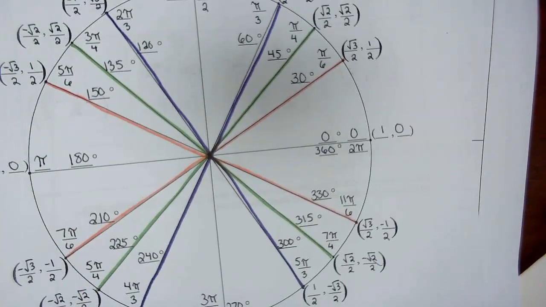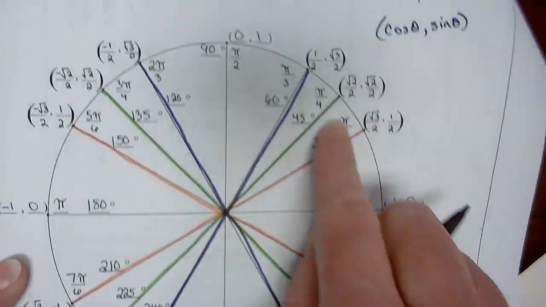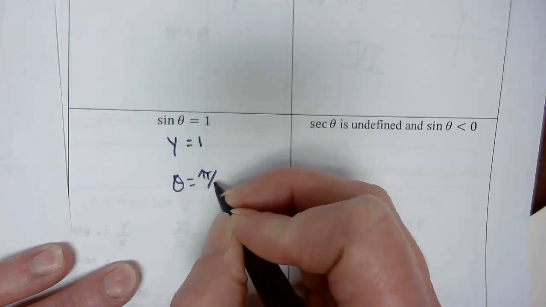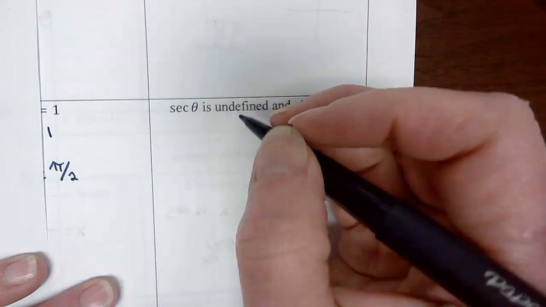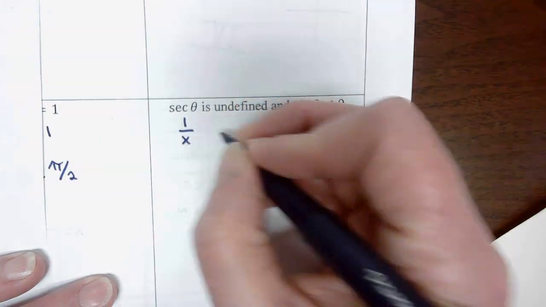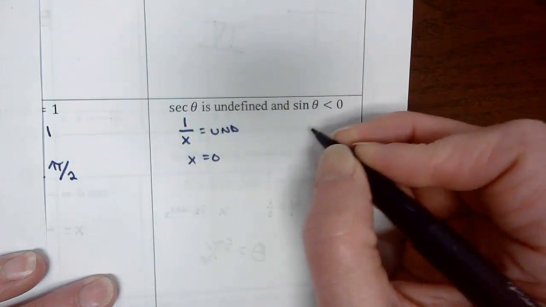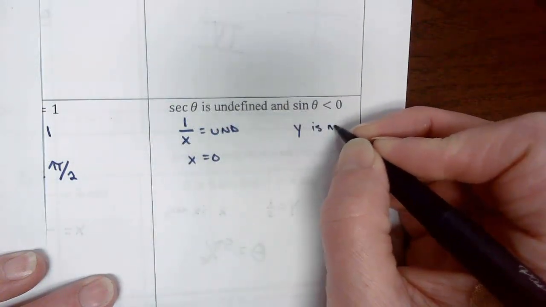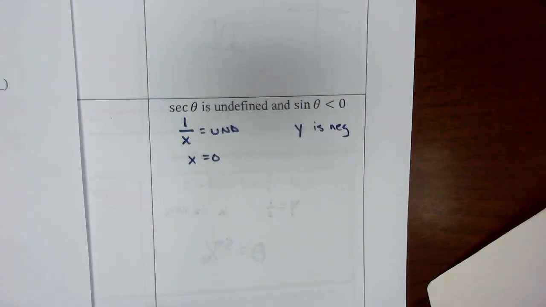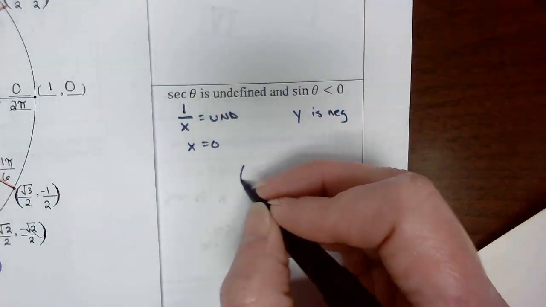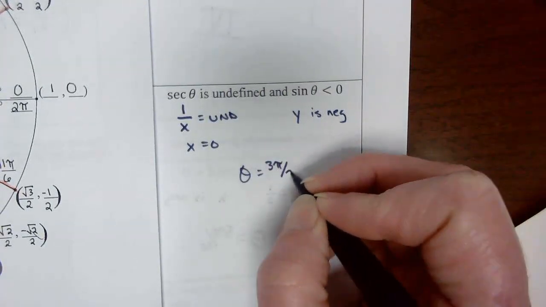Sine is 1. Okay, so sine is my y value. And they only give us that because there's only one spot that has a y value of 1. That's at pi over 2. Secant is undefined. Well, secant was 1 over x is undefined. That means x is 0. Sine is less than 0, so y is negative. So x is 0 and y is negative. That only happens here.